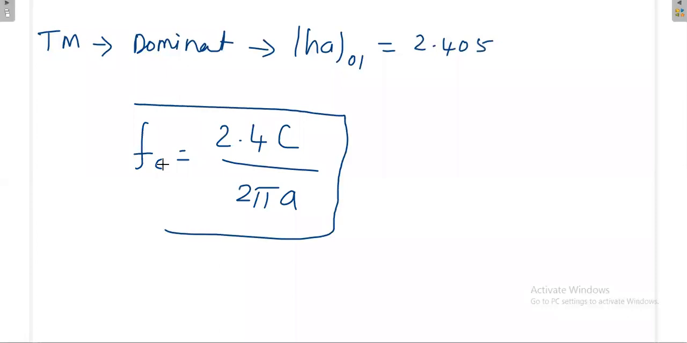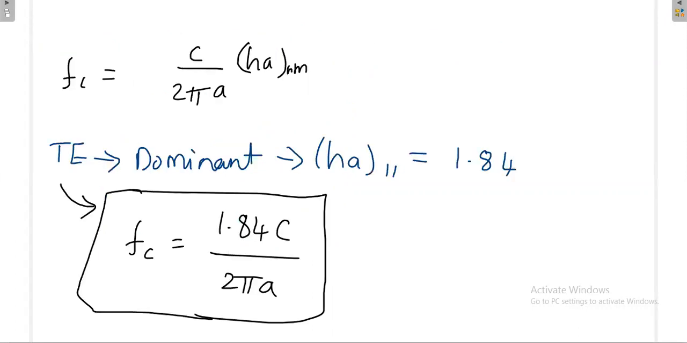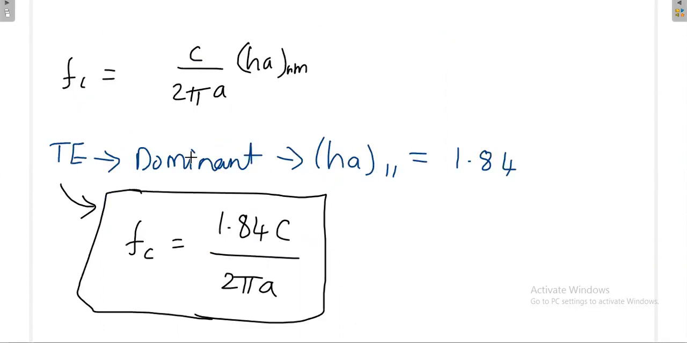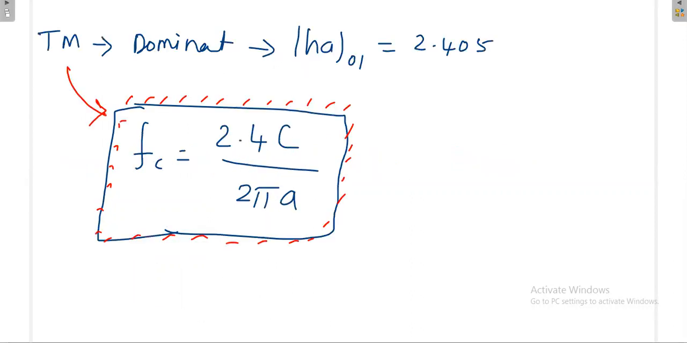For a circular waveguide, you have to remember only two formulas, sir. The structure of the formula is the same, C divided by 2 pi a only. That constant only you have to remember. Which constant? Okay, for TM this is 2.4, and for TE this is simply 1.84. Mostly in the exam you will get questions based on this formula only.